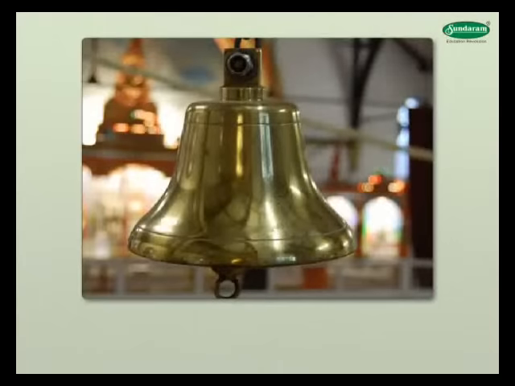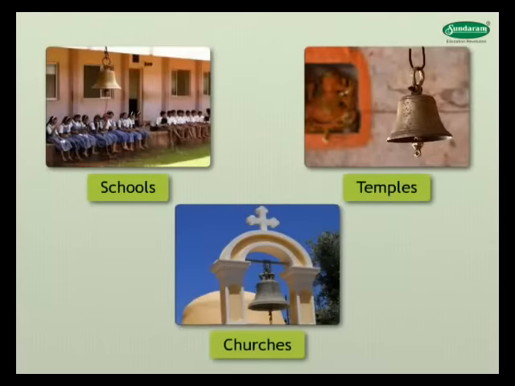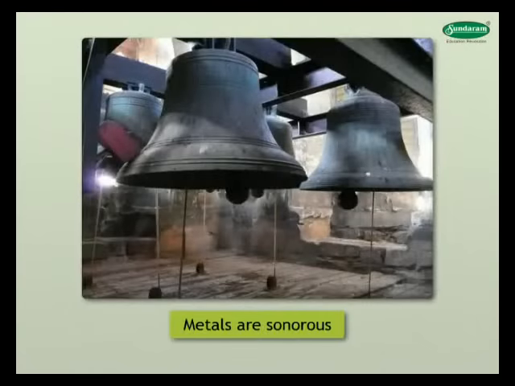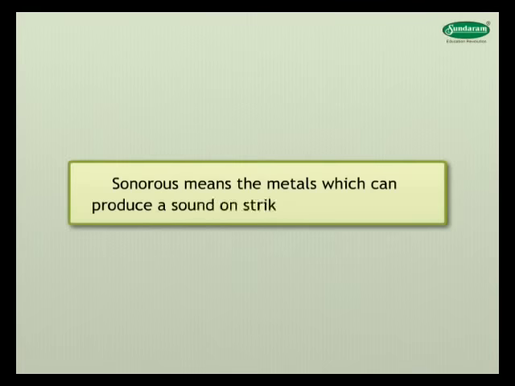Students, have you ever thought why the bells in your schools, temples, and churches are made of metals? Metals are sonorous, so they are used in making bells. Sonorous means the metals which can produce a sound on striking a hard surface.